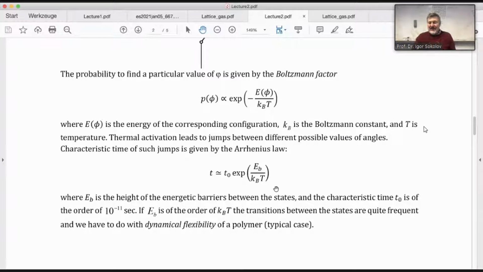This is simply the expression for the lifetime in some state if you know the energy barrier between the states. This is the prefactor. You can essentially even calculate it, but it is not important. It's around 10 to the power of 11 for simple compounds. And this is the energy barrier. So the lower the temperature, the longer you sit in one position.